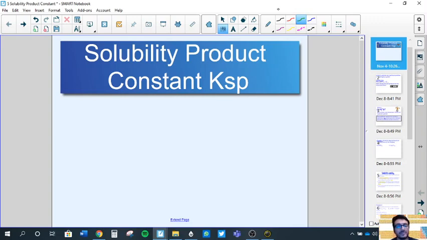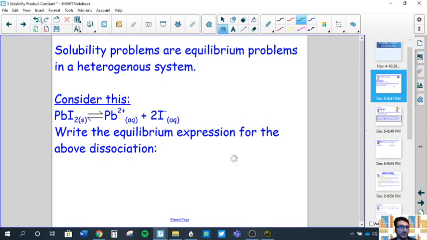Hello chemistry students. In this next lesson, we're going to look at the solubility product constant, also known as Ksp. Now at this point, we've seen several kinds of situations of dynamic equilibrium. We're going to look now at another heterogeneous system that specifically involves the dynamics between dissolving something into an aqueous solution, that something being a solute.